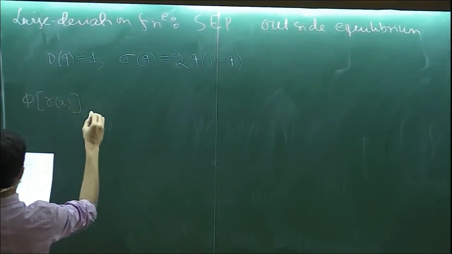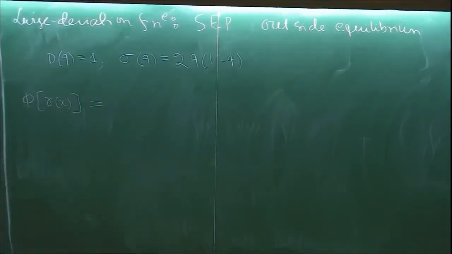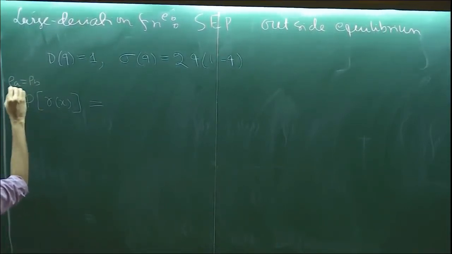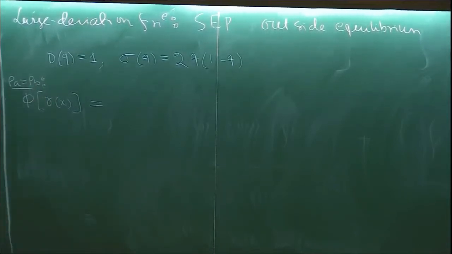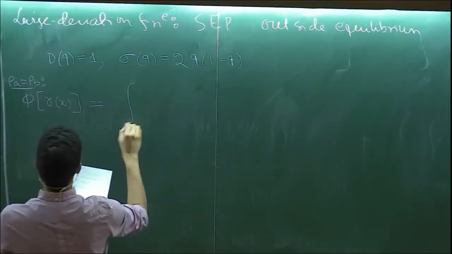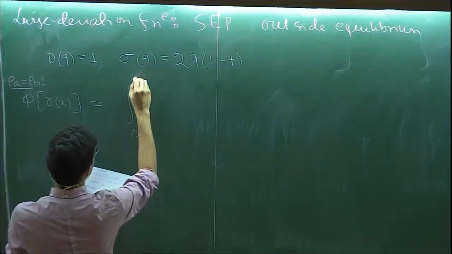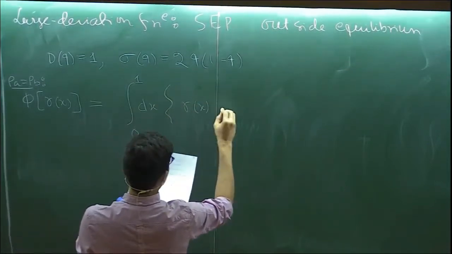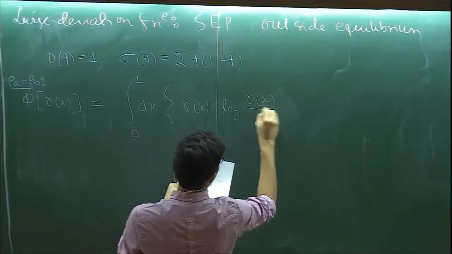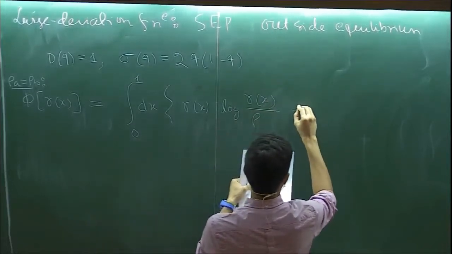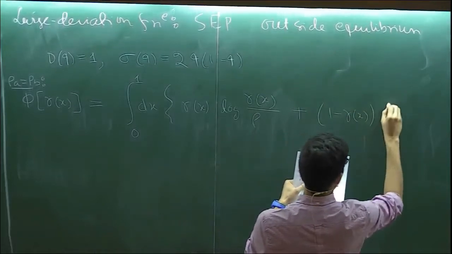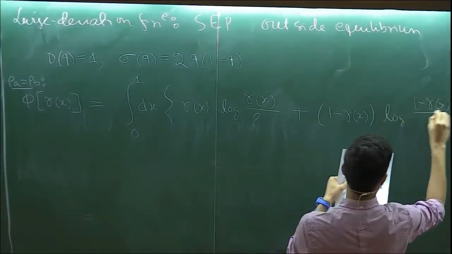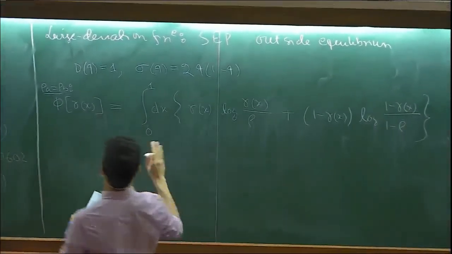Let's write down the solution first. First, let me write down the case in equilibrium, where rho A is equal to rho B. I'm writing this because at least once you should see how the large deviation function looks for a system outside equilibrium. So first, the equilibrium case. You will see there is a very small difference, but it leads to quite different results. This was for equilibrium.